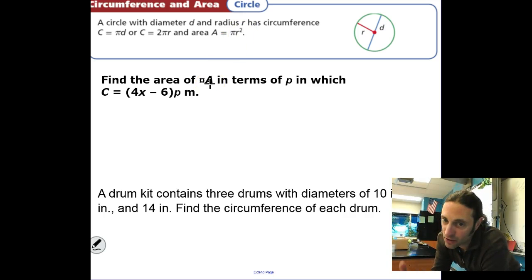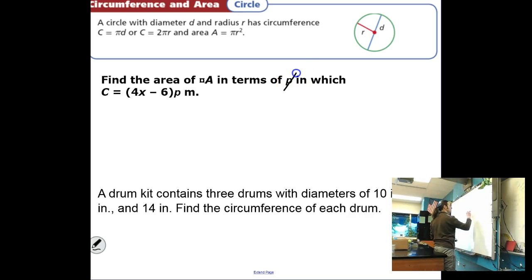So you've been doing this for quite a while, and sometimes we want to leave things in terms of pi. It's kind of like simplest radical form, where the square root of 2 is exact. There's no rounding. Pi is exact. It's an irrational number. It goes on forever. Leaving an answer in terms of pi is an exact way that has no rounding involved. So when you see a problem like this, it says find the area of circle A in terms of pi.